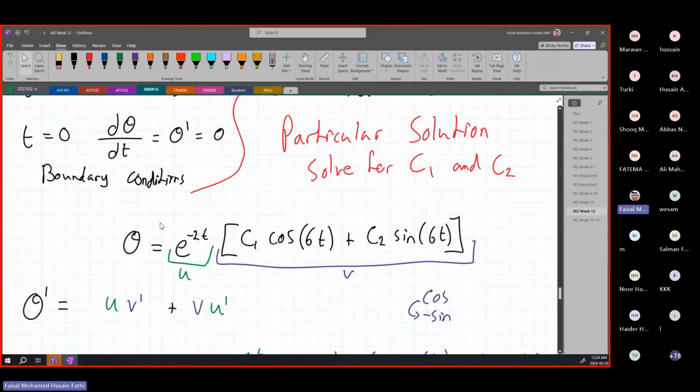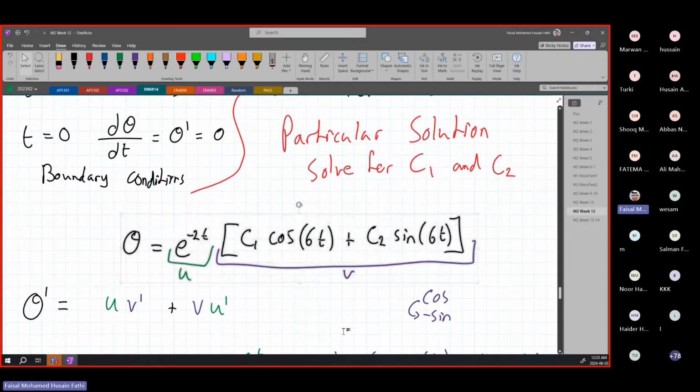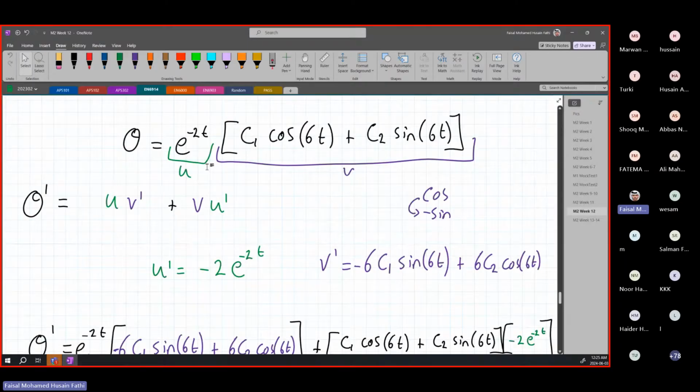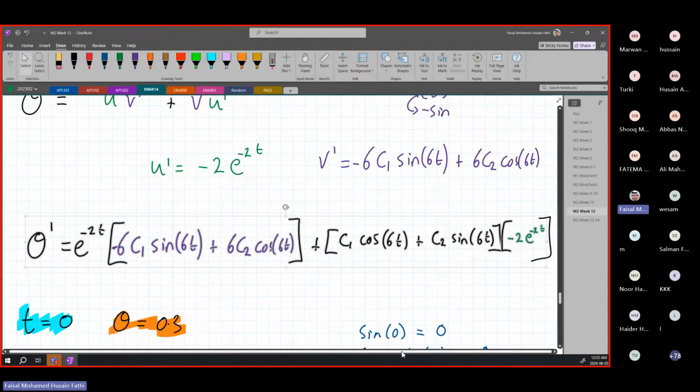Once you do that, for your second equation, you have to do the differentiation of theta, which is your general solution. To do the differentiation of theta in this specific case, you need to do product rule, which is u times v. All right. Product rule: you determine your u, you determine your v, you do u v prime plus v u prime, you find your u prime, your v prime, and then you just add them up to find your theta prime equation over here.